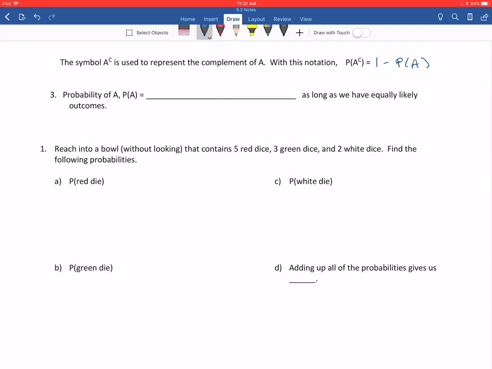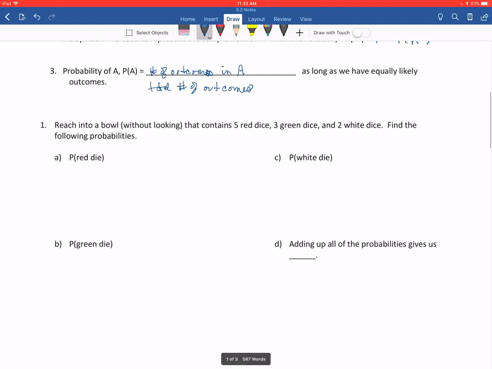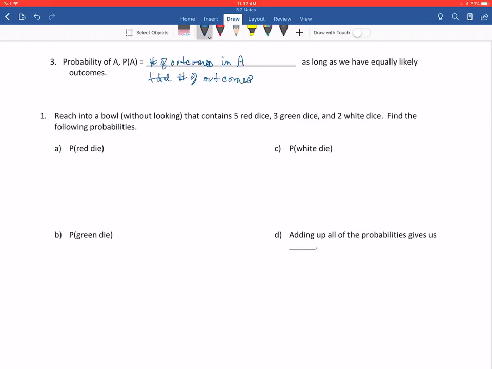The third probability rule is just in general, if I'm looking at a question, how do I calculate the probability of a certain event? So how you do that is you take the number of outcomes in A, and you divide that by the total number of outcomes, as long as your outcomes are equally likely, and in everything that we're studying, they will be.